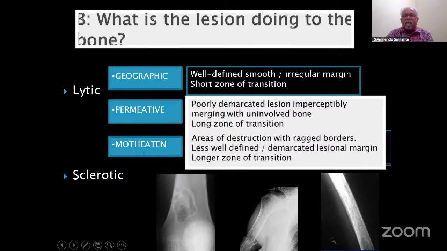But permeative means you cannot find the margin of the lesion, which is because there is a long zone of transition. And when it is moth-eaten, basically the areas of destruction have a ragged border. So these are the three types of lytic lesion which you'll be finding: geographic, permeative, or moth-eaten. And then the sclerotic is the other variety.